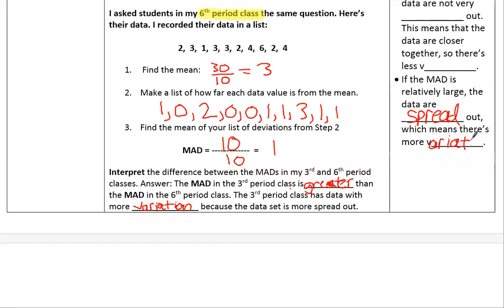So as you can see, one of the problems in statistics, which is a mathematical analysis of data sets, is that we thought in the last data set that the MAD being 2 meant there was very little variation. And there is. 2 is not very far from the mean. But then we found a data set with even less variation. So when you compare third period to this 6th period, the 3rd period actually has more variation.